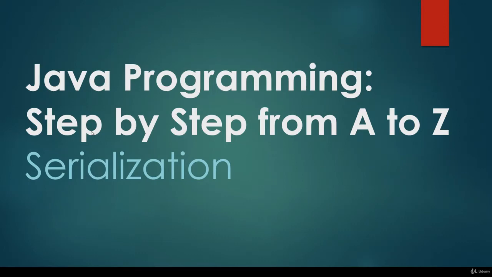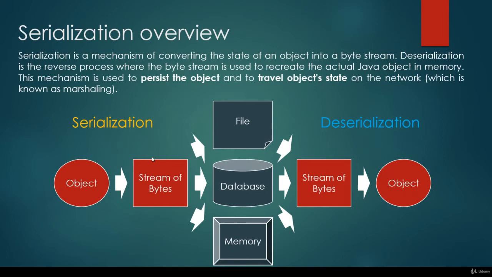In the coming lectures, we are going to talk about serialization. So first of all, what is serialization? Serialization is a mechanism of converting the state of an object into a byte stream. So the aim of serialization is to transform the objects into byte streams.